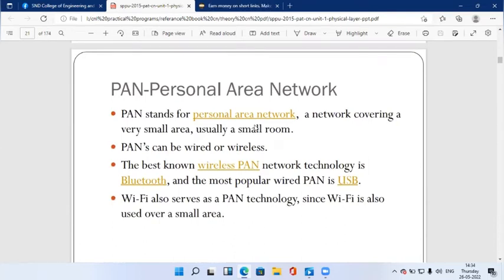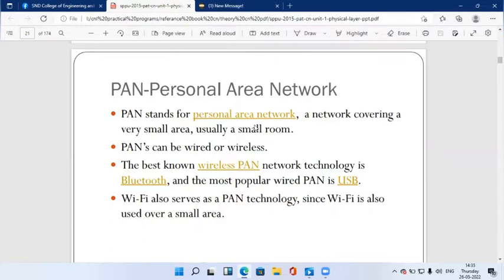So PAN stands for personal area network, a network covering a very small area, usually a small room. So after that, PAN can be wired or wireless. Okay, the best example for your PAN network is, suppose you have two computers. Okay, so you have to exchange the data between two computers. Suppose you have the laptop and desktop computer. You simply have to purchase one LAN wire and connect and configure and share the data from the first computer to the second computer.